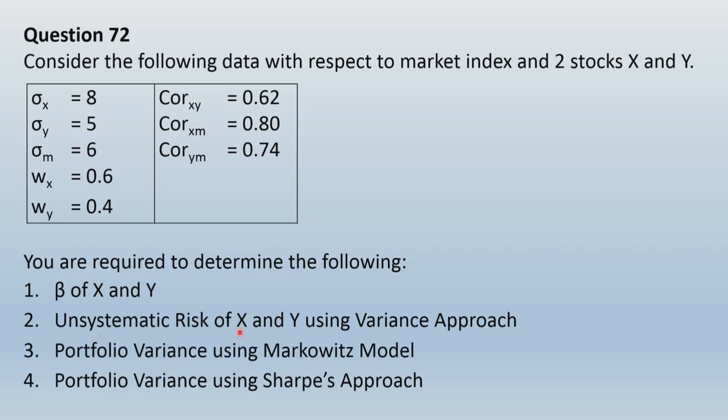So to find unsystematic risk, you will take variance of X, that will be representing the total risk, and then sigma M square into beta X squared will give you the systematic risk of stock X, and then from total risk, when you subtract systematic risk, you get unsystematic risk as the balancing figure. So you very well know how to do that.